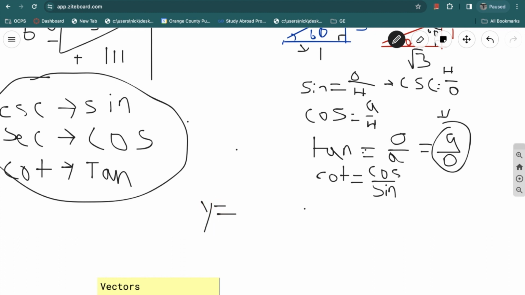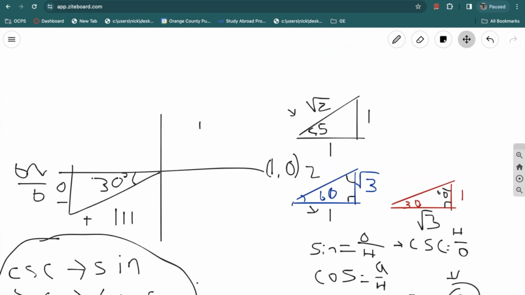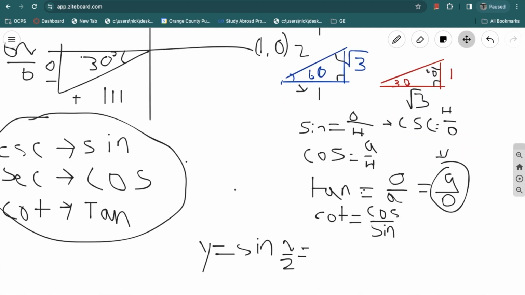Now it's very similar for a y equals sine problem. So let's do y equals sine of pi over 2, and that's going to equal, we know this point is 0, 1. So we know x is cosine, y is sine, so that's going to equal 1.